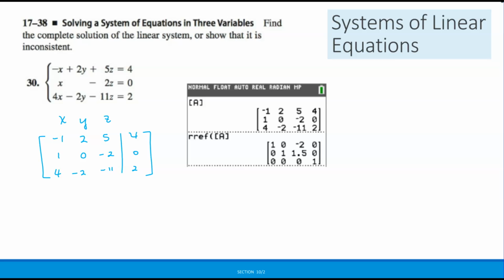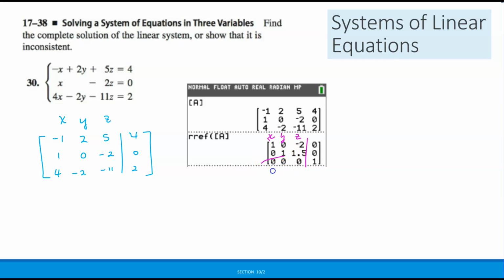Okay, once we RREF matrix A, now we're ready to read our solution. These are coefficients for X, coefficients for Y, coefficients for Z, and the other side of the equal sign. Now notice we don't have that diagonal of ones. So this is either no or infinite solution. Let's see which one we have.